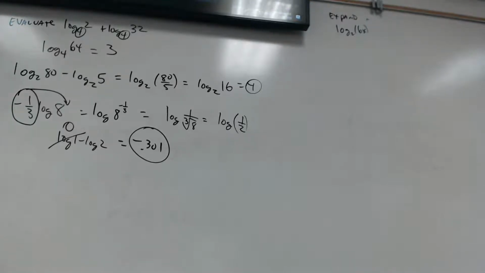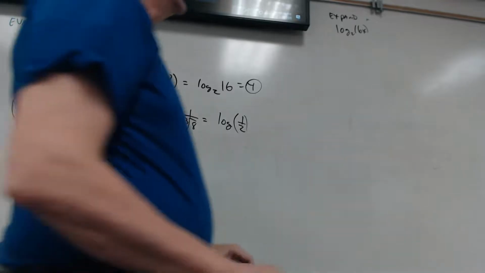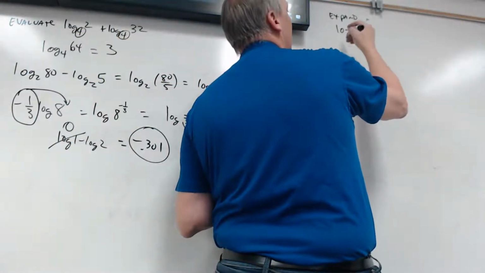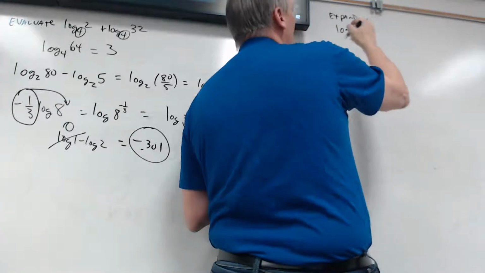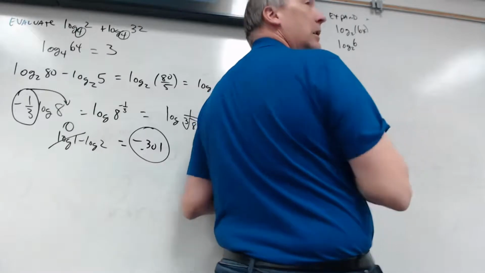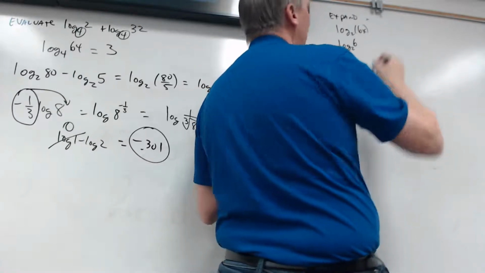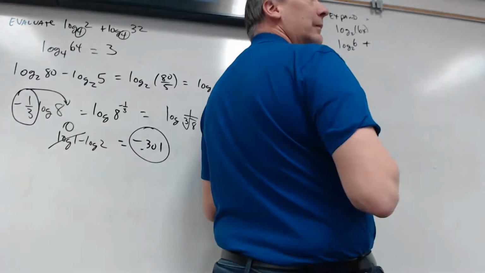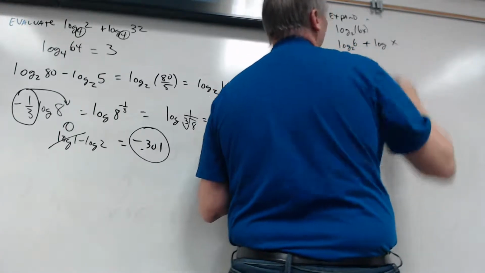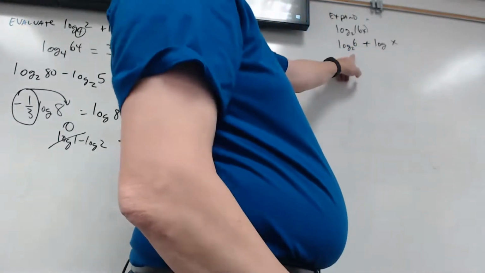The first one, right? So let's apply rule number 1, and then this would become log base 2 of 6 plus log something of x. I'm just going to keep the same base.